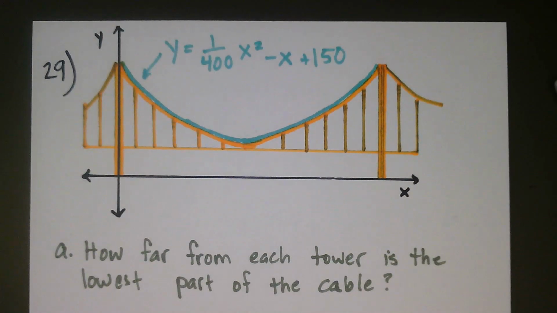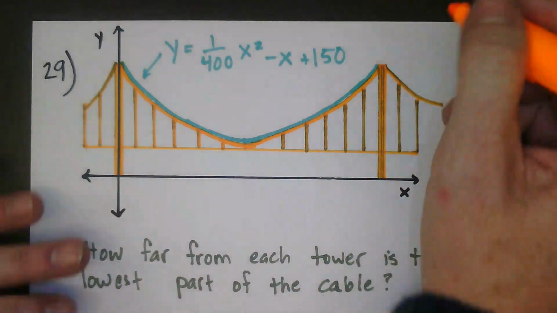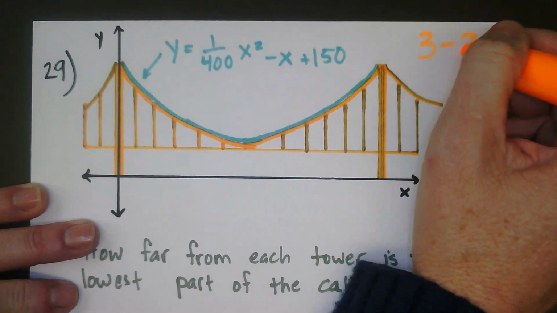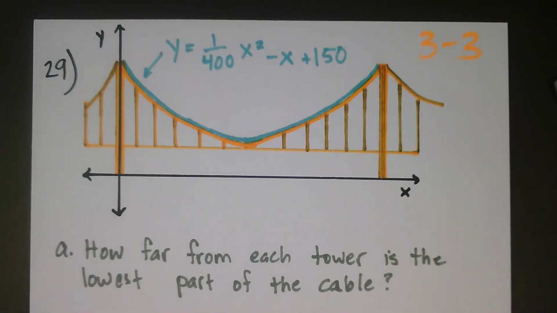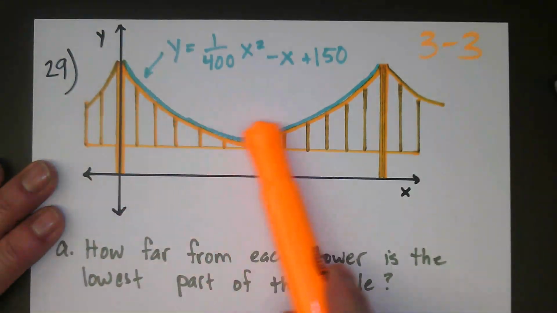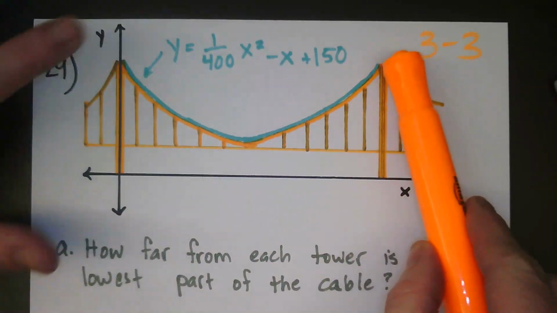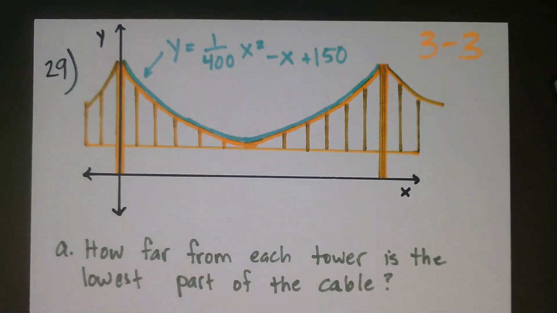We're looking at problem 29 from 3-3. I'll put 3-3 up here for us. You were given this lovely picture of a suspension bridge. It's a classic parabola problem because as this cable hangs between the two towers, it's always going to form this parabolic shape. So the equation's given, which is not something that you need to come up with.